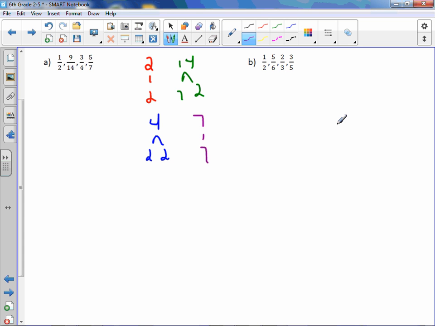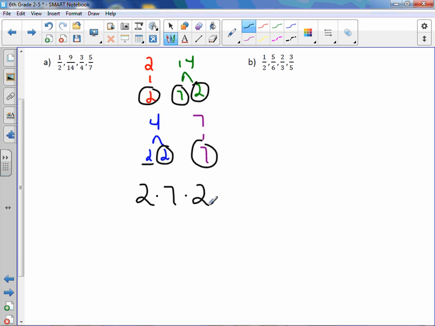What's in common with all of them? There's nothing in common with all of them, so just look and see if any of them have something in common. Well, it looks like I have a 2 in common with 3 of them, so I'll write that once. It also looks like I have a 7 in common. I'll write that once. And then there's a lonely 2. 2 times 7 is 14, and 14 times 2 is 28.